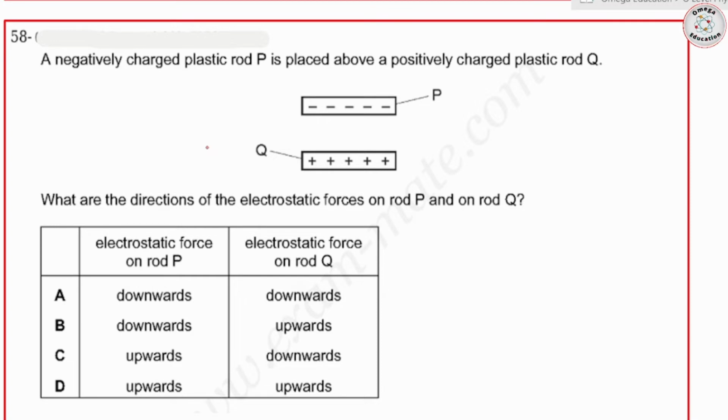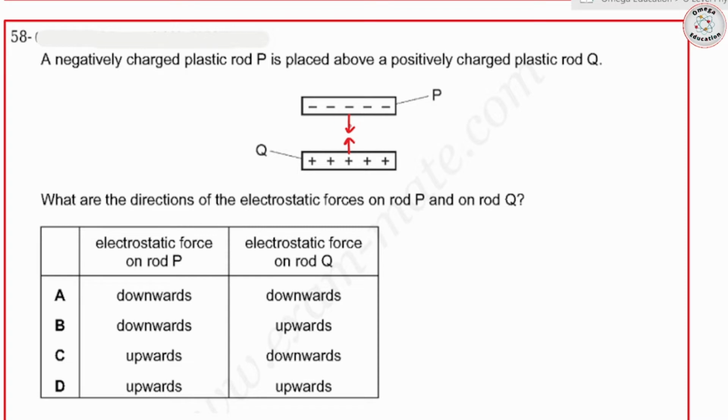A negatively charged plastic rod P is placed above a positively charged plastic rod Q. What are the directions of the electrostatic forces on rod P and on rod Q? Oppositely charged means they would try to attract each other. P would be pulled towards rod Q, and rod Q would be pulled towards rod P.